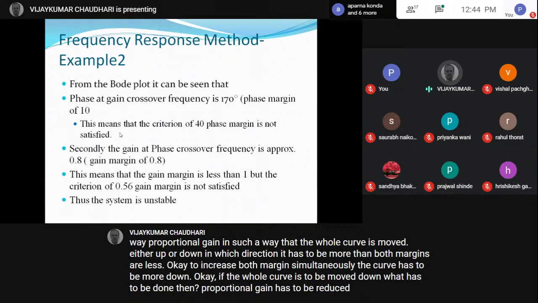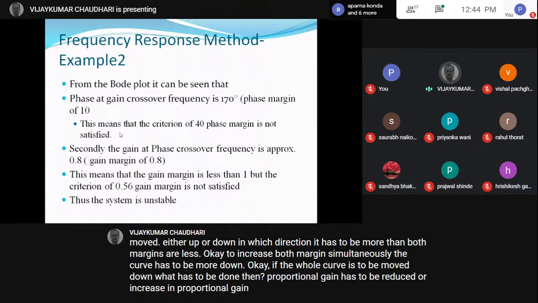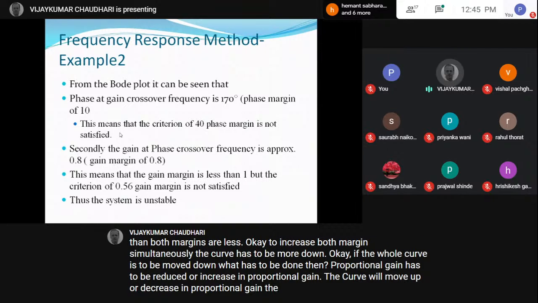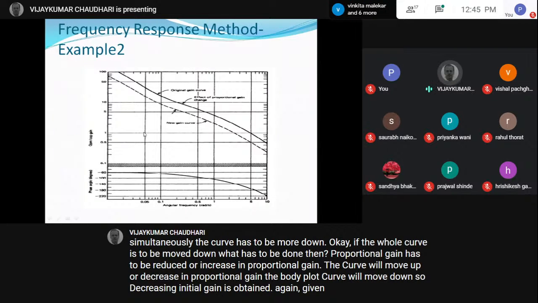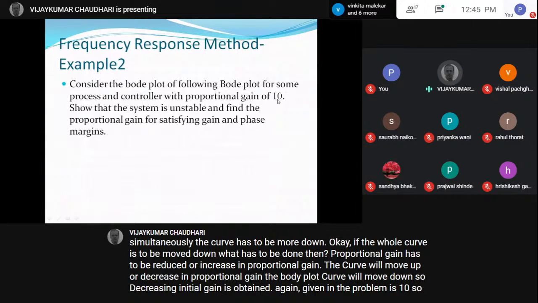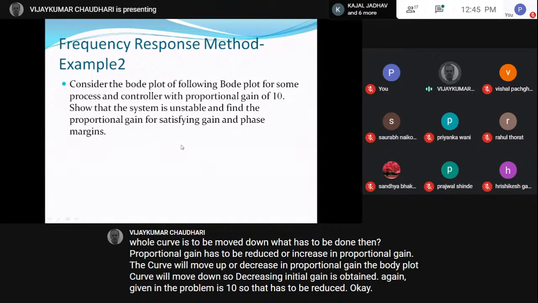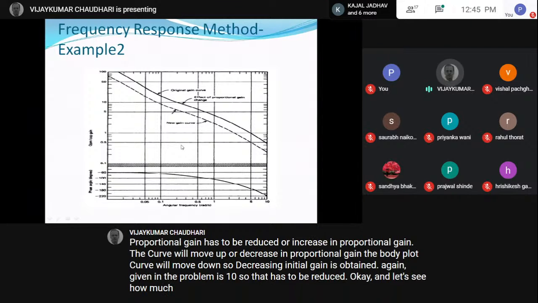For an increase in proportional gain, the curve will move up. For a decrease in proportional gain, the Bode plot curve will move down. So decreasing the initial gain of 10. Okay, the gain given in the problem is 10. So that has to be reduced. Let's see how much it is to be reduced.